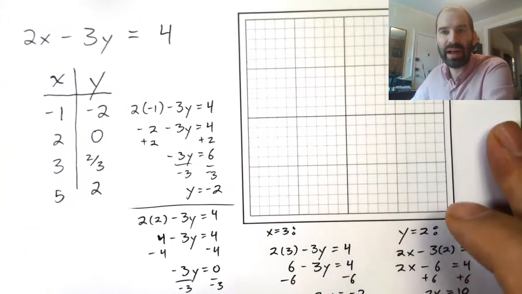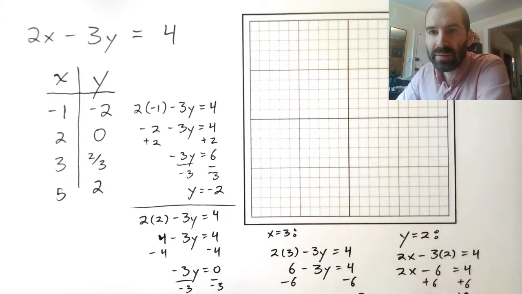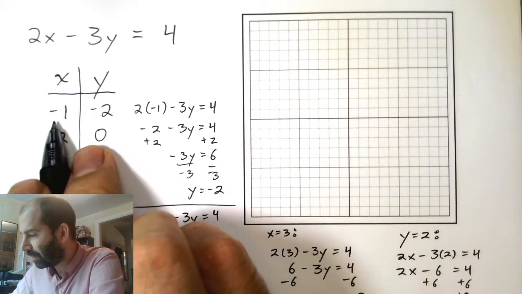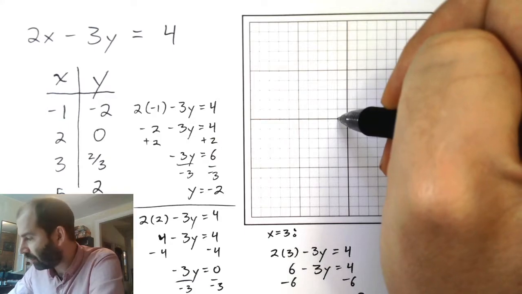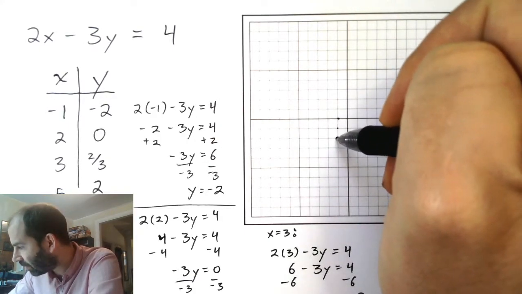So we got a table of values, so we can plot these. Let me get out of our way here. And let's plot the first one. x is -1, so I go -1. And then y is -2, so I go -2 right there. So that's my first point.